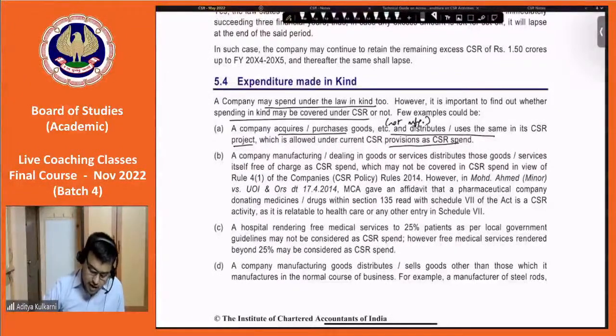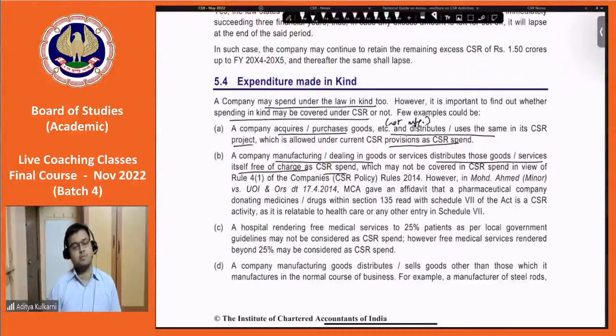Now if a company manufactures its goods and distributes those goods and services free of charge, you cannot call it CSR. You cannot call it CSR. Suppose Parle-G itself had to give Parle-G biscuits to the flood affected areas. It cannot happen. You cannot call it CSR.